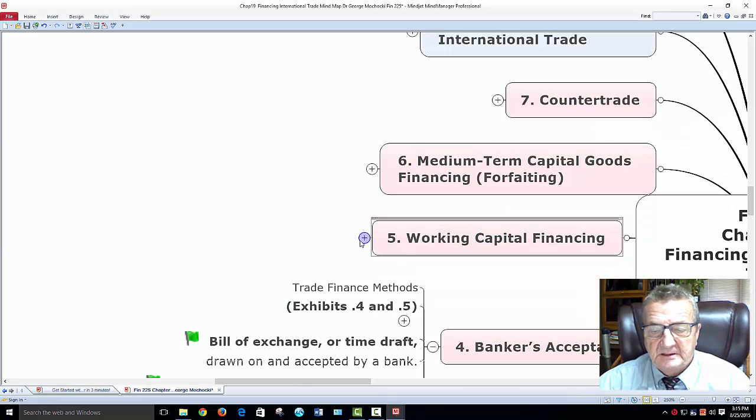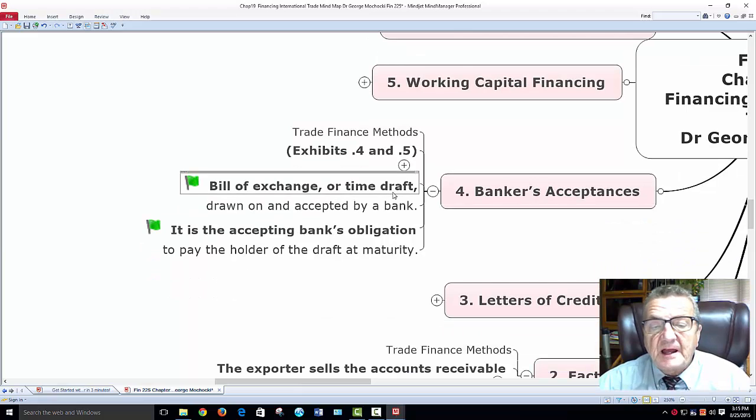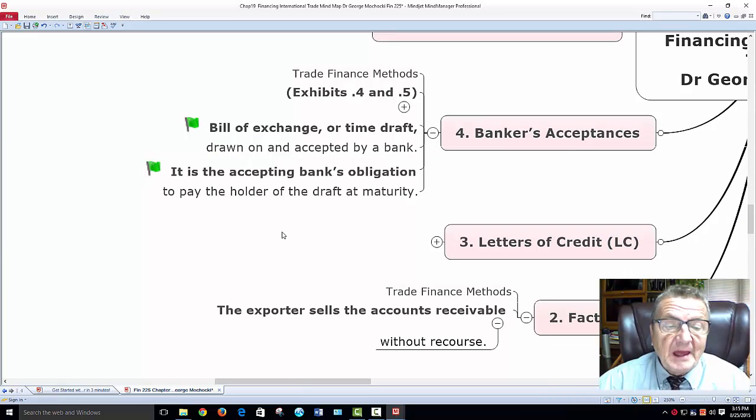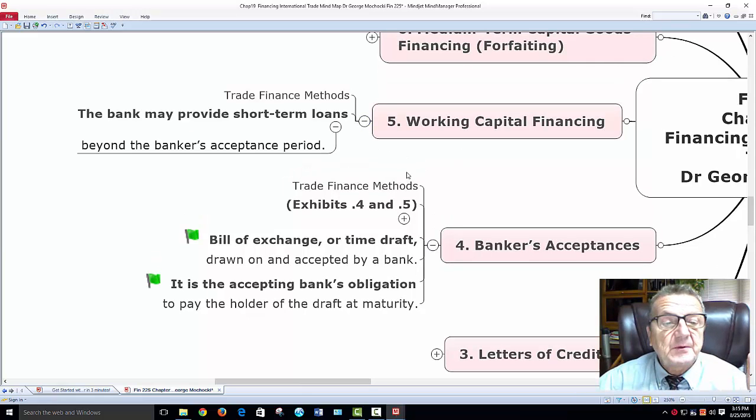Okay, so banker's acceptance. A bill of exchange or time draft drawn on and accepted by a bank. It is the accepting bank's obligation to pay the holder at draft maturity. Okay, hope the bank doesn't go under. So the next one we're going to do is working capital finance.